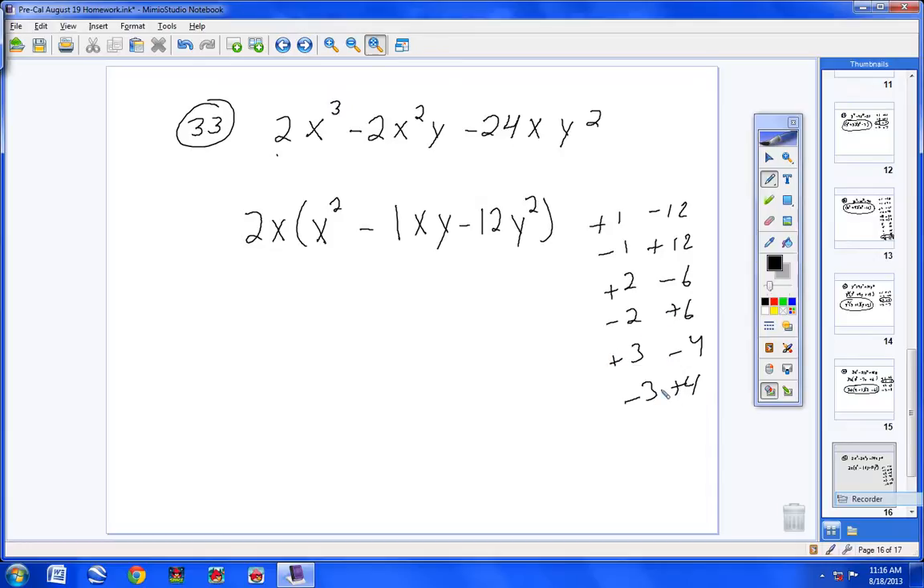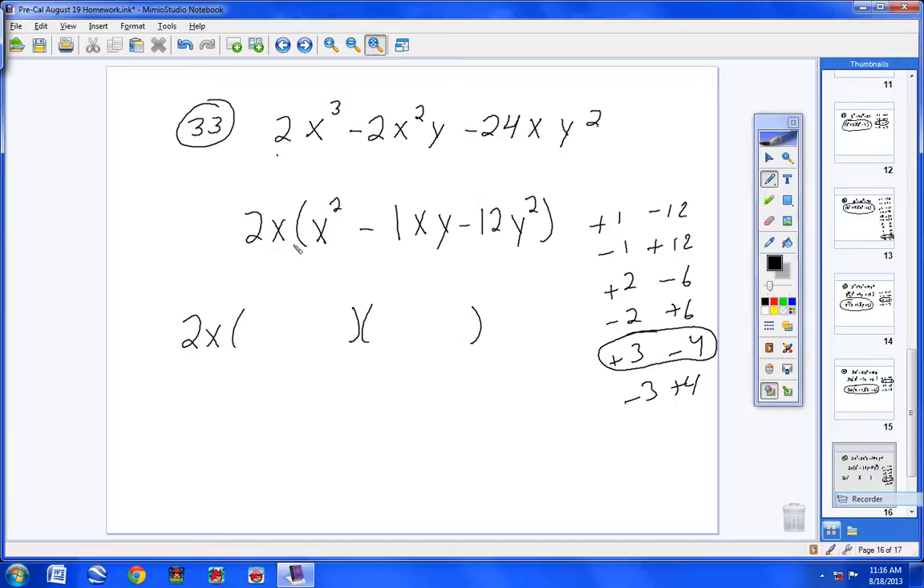And now one of these groups right here will add up to negative 1. And here it is. If you take a positive 3 and a negative 4 and add them together, you will get a negative 1. So we bring down our 2x, put your 2 parentheses. Now be careful, put your 2 parentheses.